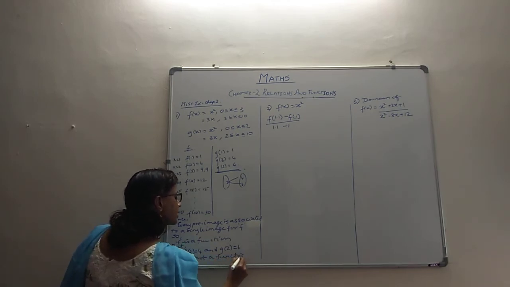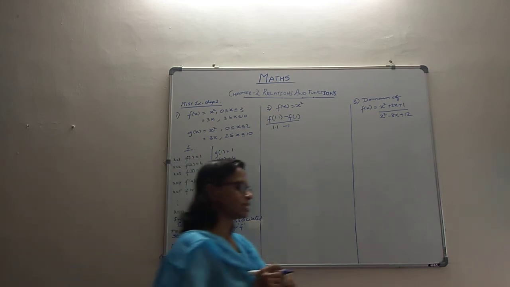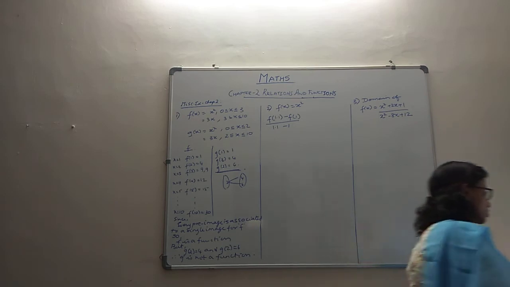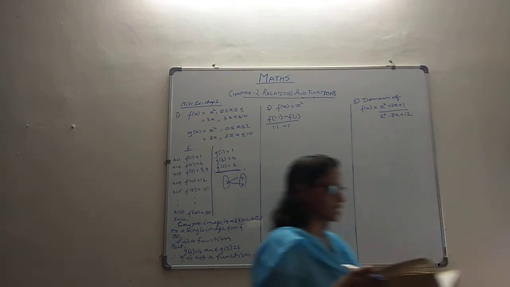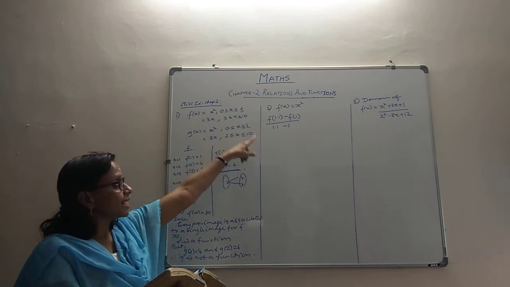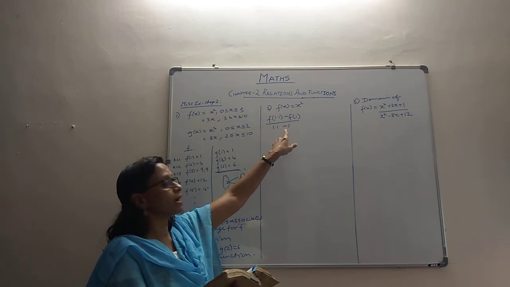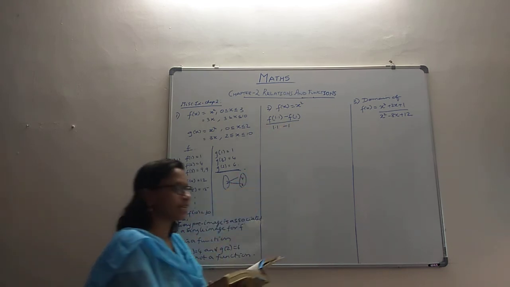So this is how we understand the idea about the function. That is about your first question. Now let's look at the second question. In the second question, they define f of x as x squared, and they're asking us to find this: f of 1.1 minus f of 1, divided by 1.1 minus 1. You have to find that value.